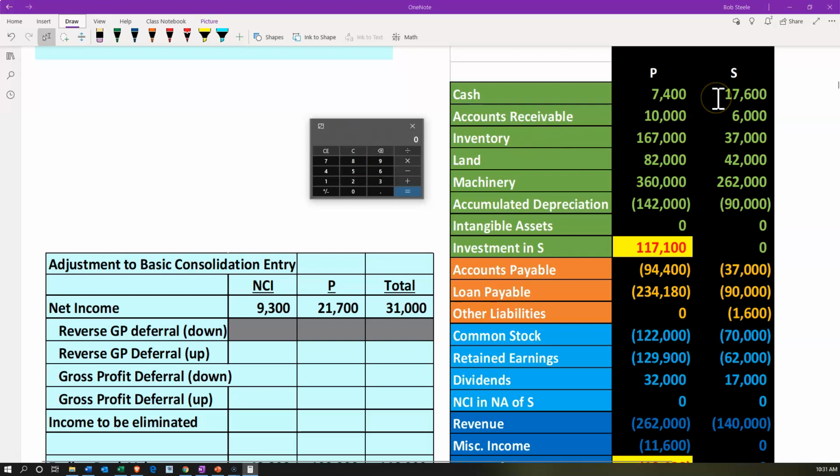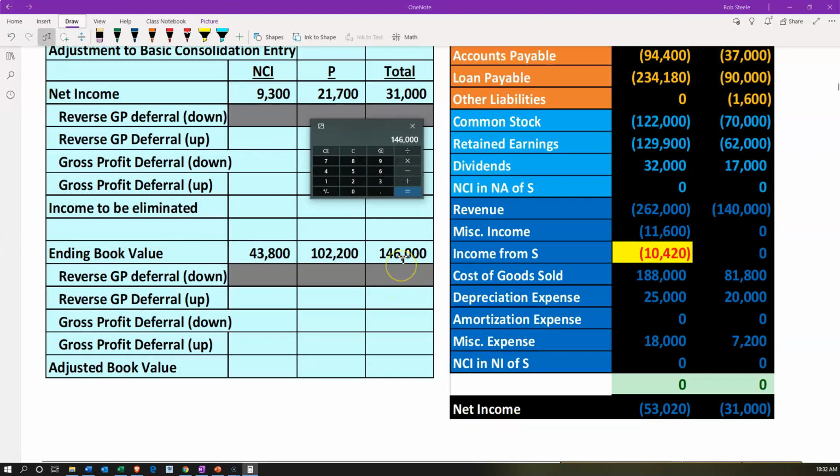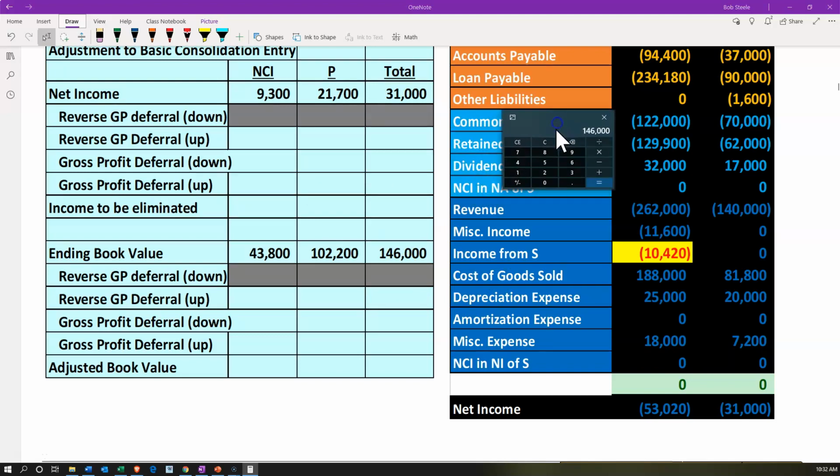So let's do that little calculation. Assets minus liabilities, the green and the orange here. 17,600 plus 6,000 plus 37,000 plus 42,000 plus 262,000 minus 90,000 minus 37,000 minus 90,000 minus 1,600, and that's going to be the 146. That's our starting point. We can also get to that, of course, with all the blue numbers, which is the equity section. So let's just do that because that'll be fun.